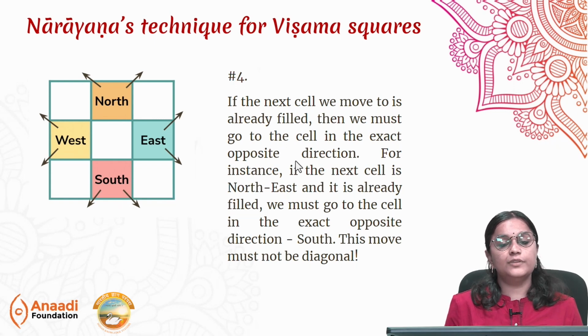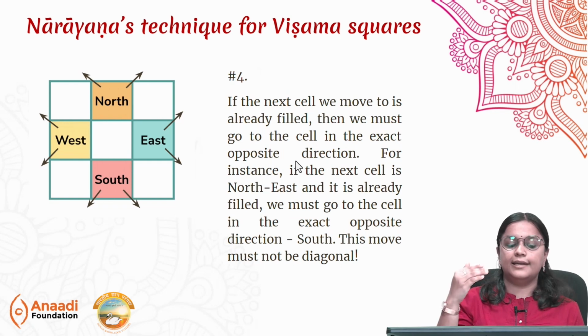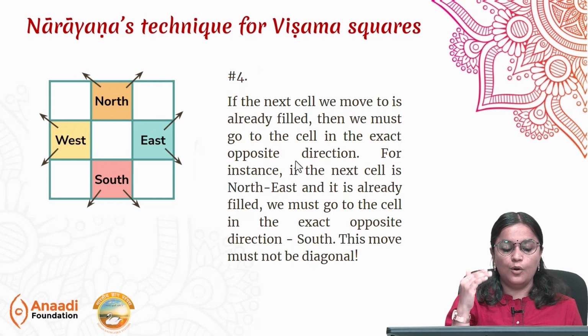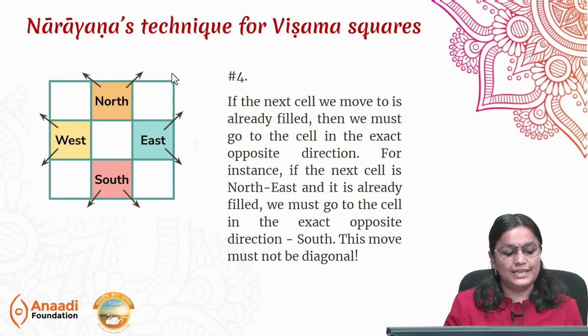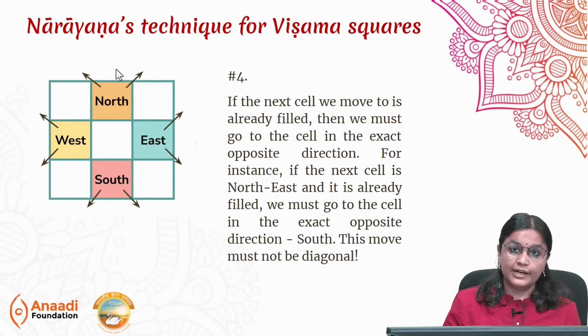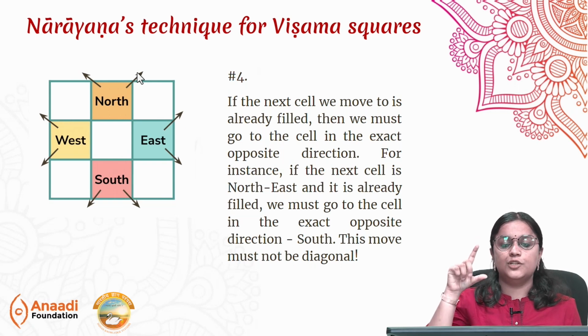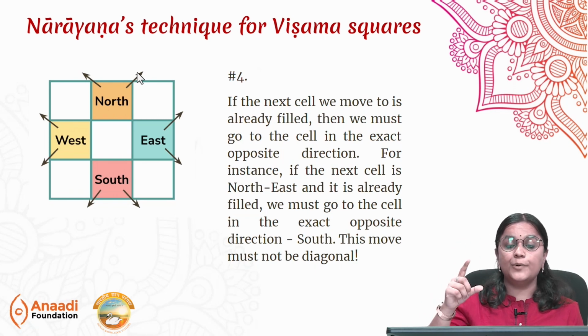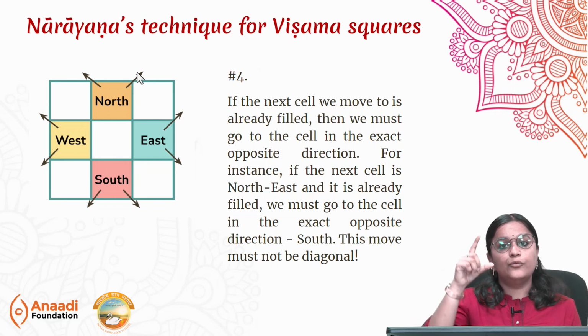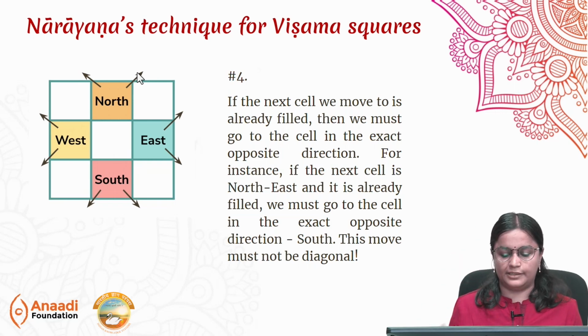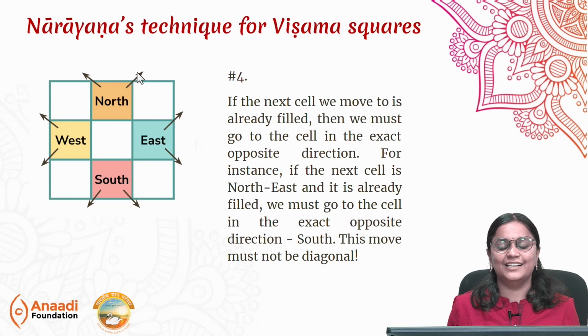Step 4. If the next cell we move to is already filled, then we must go to the cell in the exact opposite direction. So, for instance, if the next cell is northeast and it is already filled by a number, then we must go to the cell in the exact opposite direction, that is the south, because our original direction which we chose was north and the opposite of north is south. Remember, the opposite direction will only apply to the first direction you had initially picked. This move cannot be made diagonally.